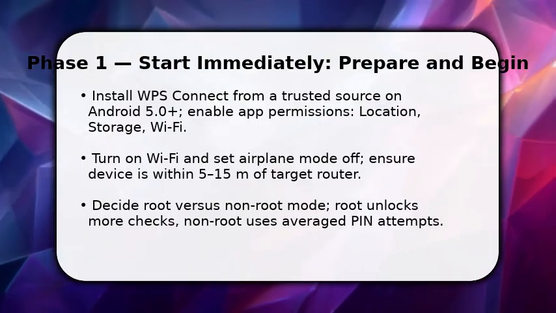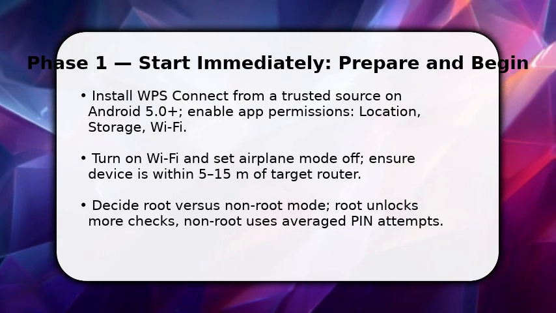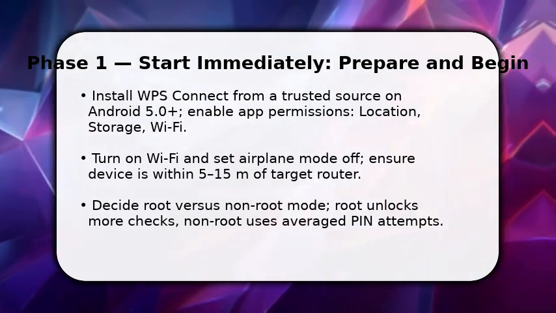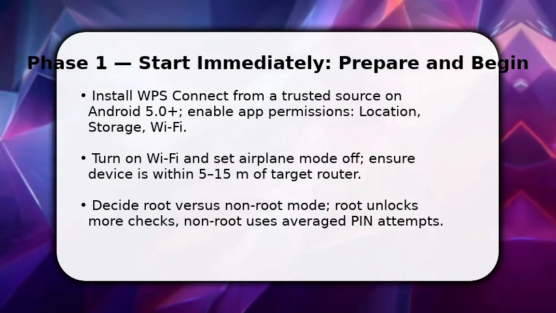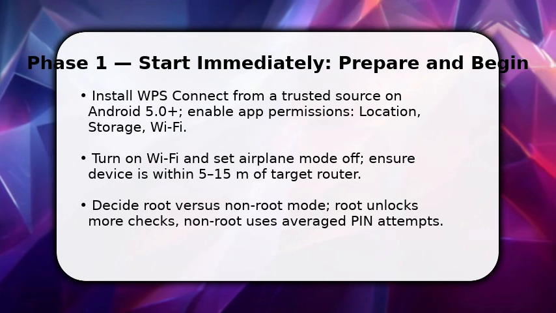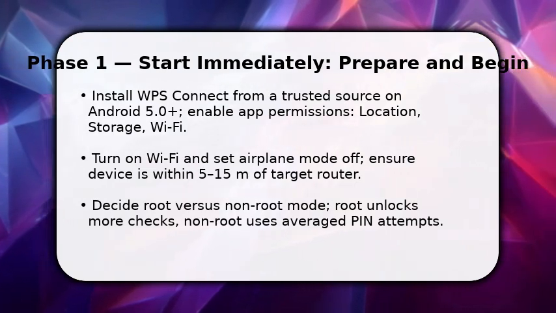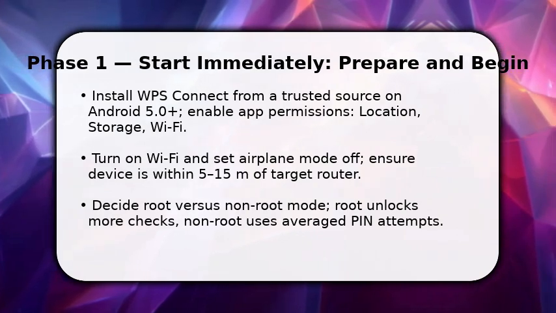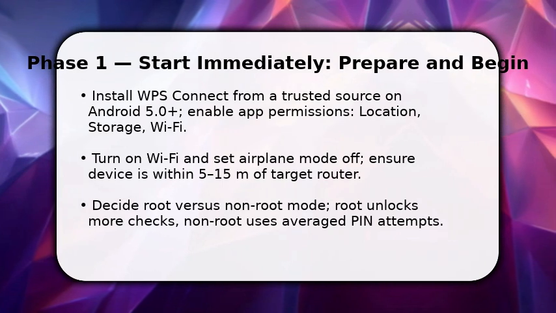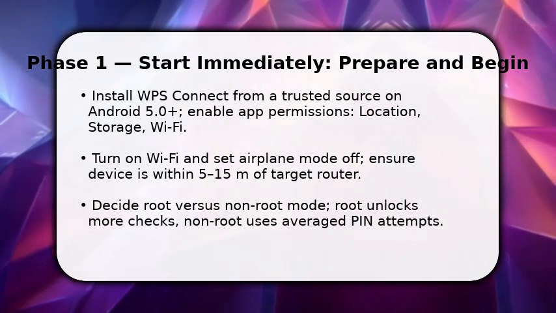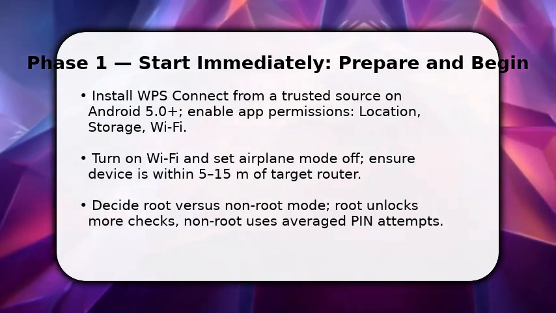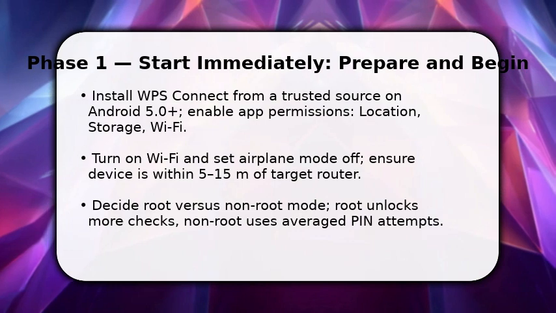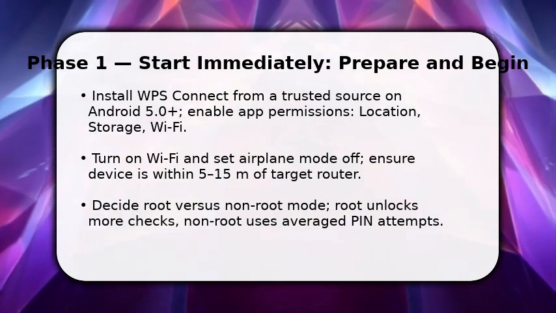You start by giving the app what it needs: Wi-Fi and location on, permissions accepted, and physical proximity within 5 to 50 meters. Next, decide root versus non-root. Root lets the app run direct checks for more accuracy, while non-root relies on simulated PIN attempts. Once done, open WPS Connect, refresh the scan, and immediately filter results by signal strength. Make sure to tap the router entry you intend to test and proceed to the connection step.